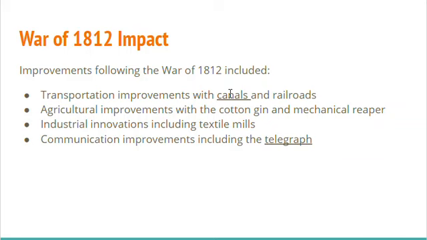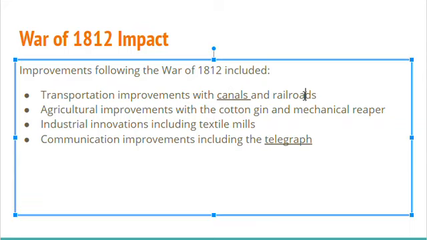Canals are man-made waterways, so they look like a river, but humans actually built them, and boats can go on them. And then railroads. You guys have seen trains before, they made transportation easier. If you grow stuff in the Midwest, it's easy to ship it now. There were agricultural improvements with the cotton gin and mechanical reaper. The cotton gin removes seeds from cotton, and the mechanical reaper is good for grain. Farmers use it to quickly cut down crops.